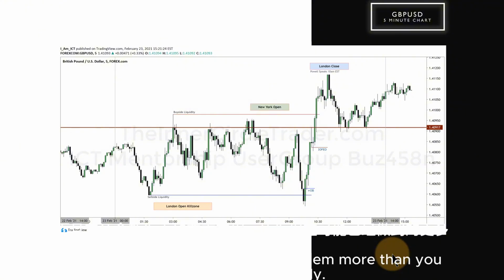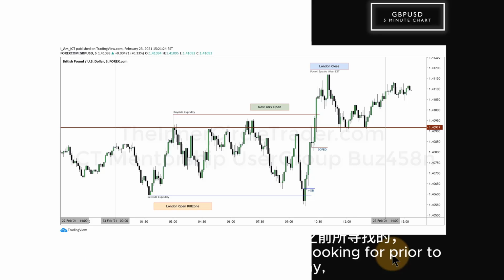And also, it'll teach you to respect them more than you probably do already, because most of you probably don't think about, okay, well, the Fed chairman is going to speak, so there's probably going to be a big move because of that. Sometimes, and then other times it just creates nothing. It doesn't do much at all.